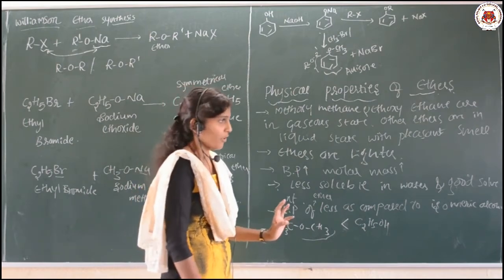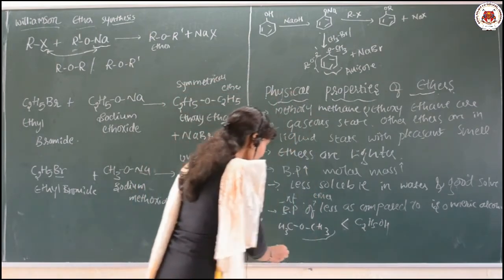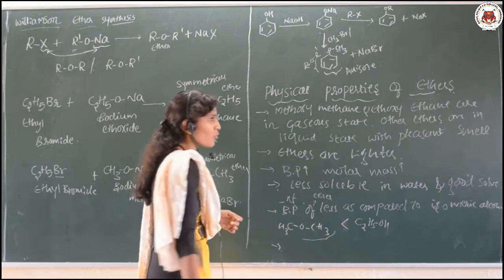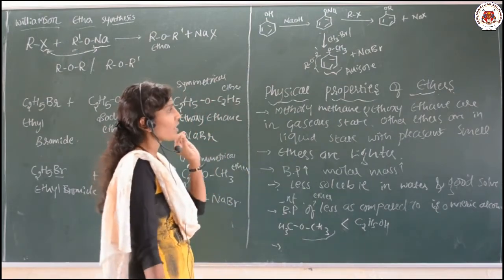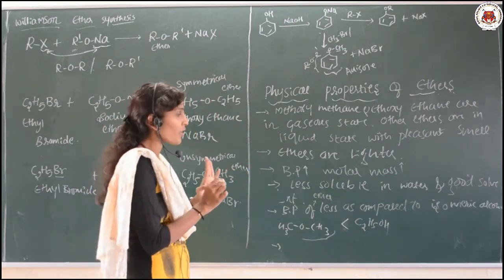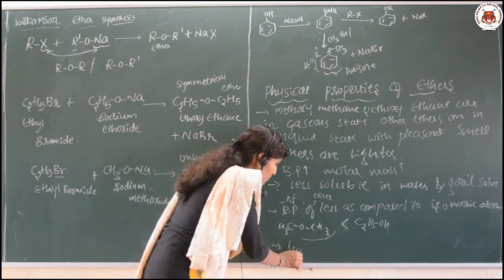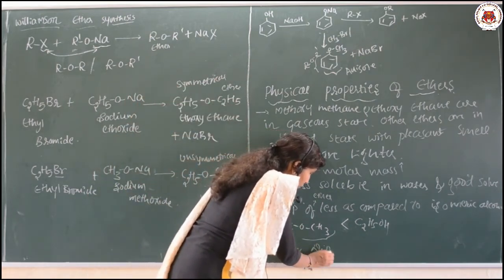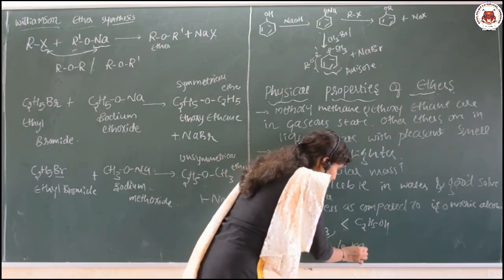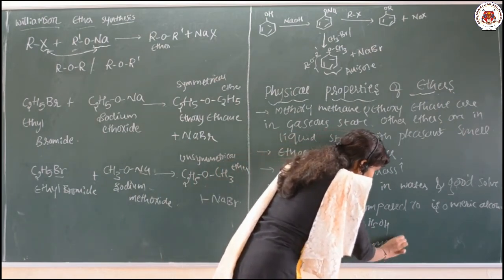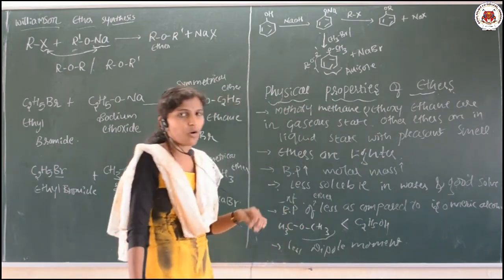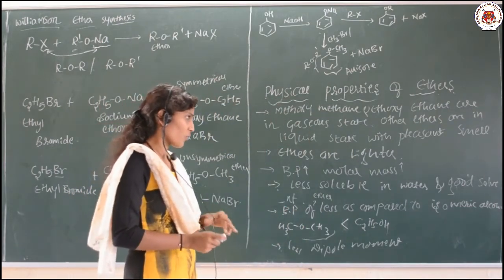hydrogen bond. And last, one more point, the dipole moment. These ethers have a less dipole moment. Dipole moment is not equal to 0, but these are having a less dipole moment value. Okay, so all these are the physical properties of the ethers.